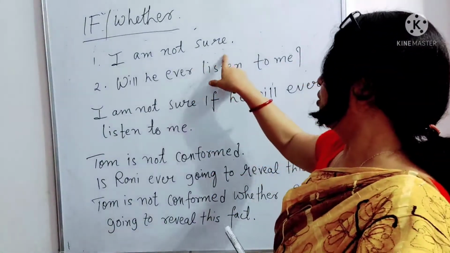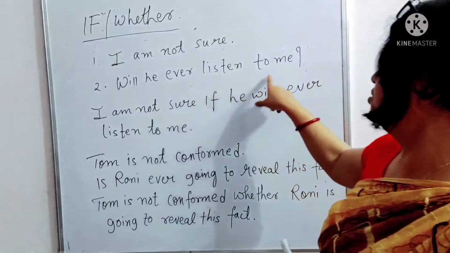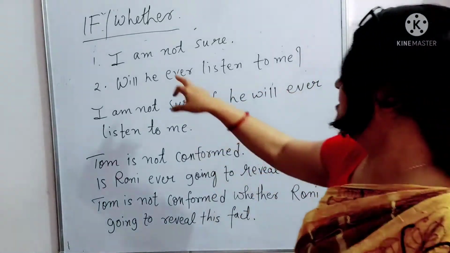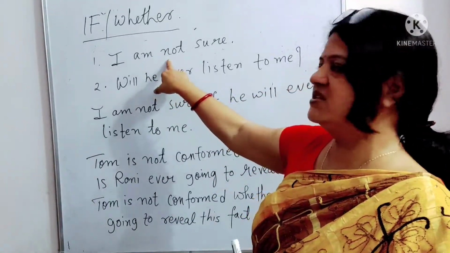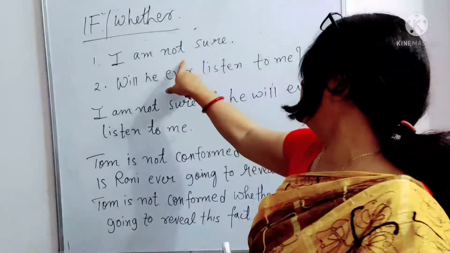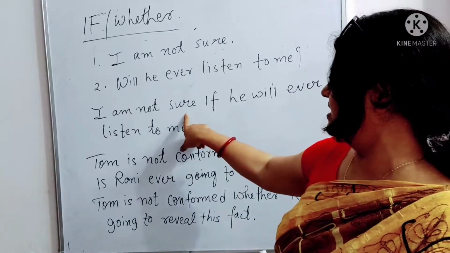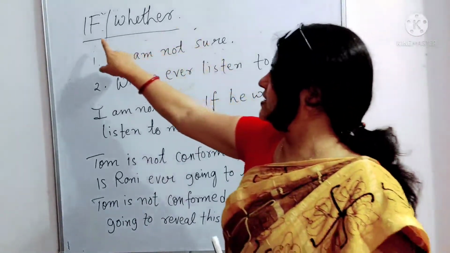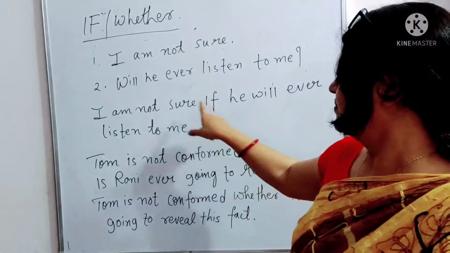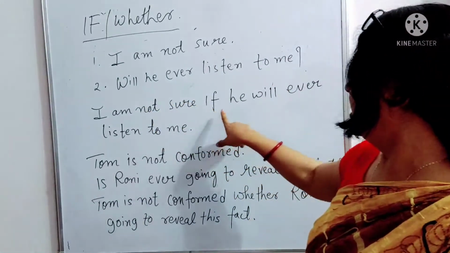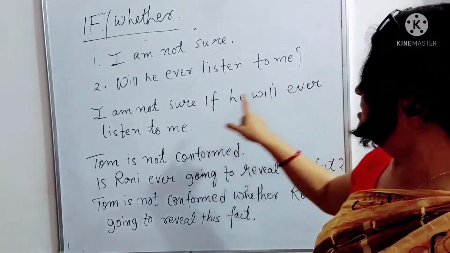I am not sure, will he ever listen to me? So what I did is that first I have made this assertive sentence the principal clause: I am not sure. Okay, so I've repeated this sentence and then I have added this conjunction if. I am not sure if he will ever listen to me.